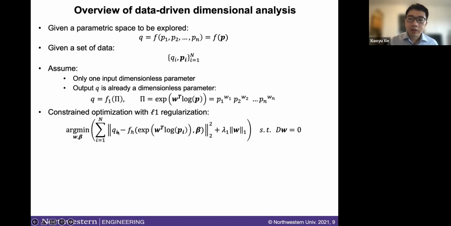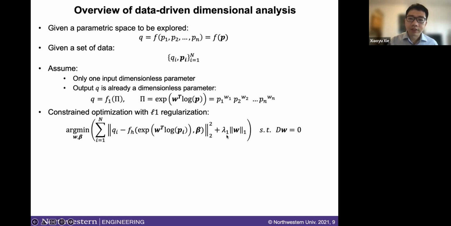Here, Q_i is the experimental measurements, the experimental data. It is the ground truth. And F is a representation for this system. And here, exponential W transpose, this is actually the pi.